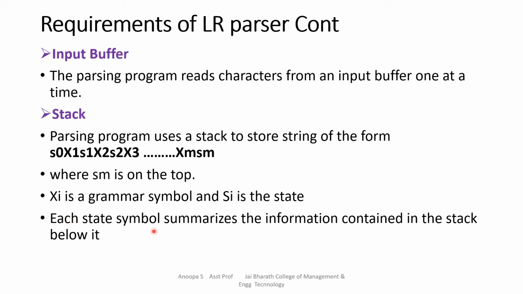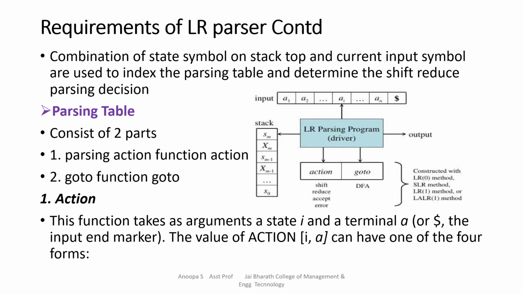Each state symbol summarizes the information contained in the stack below it. That means if it is in state Sm, it has gone through all the actions till Sm. Each state symbol summarizes the information contained in the stack below it. Now, the combination of the state symbol on the stack top and the current input symbol are used to index the parsing table and determine the shift-reduce parsing action.